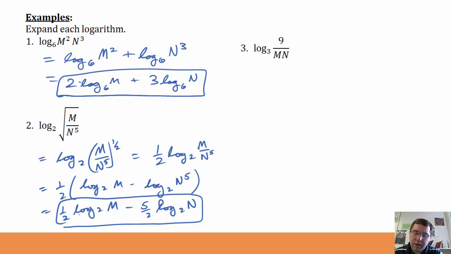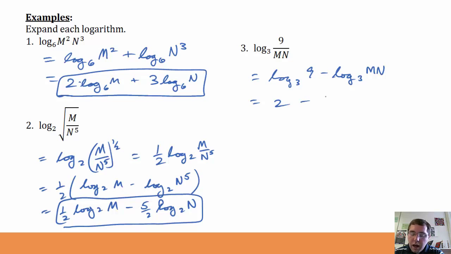Number 3, the log base 3 of 9 over m times n. Let's deal with the division. Division, again, means I can split it up into subtraction of two separate logs. So I've got the log base 3 of 9 minus the log base 3 of m times n. Well, the log base 3 of 9 I actually know. What power do I raise 3 to get 9? That's a 2. Log base 3 of 9 just becomes 2.